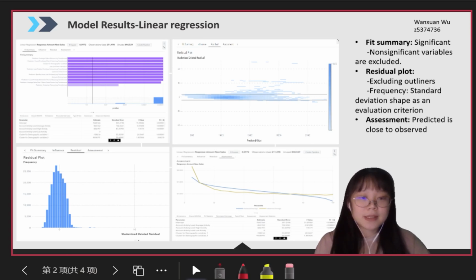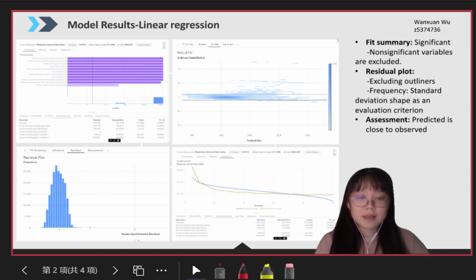By looking at the fit summary, we can see that most variables are significant now, which means the p-value is less than 0.00001. By using a residual plot, some obvious outliers are excluded, so now there are no extreme outliers here. It will be better for the model. And we can use the frequency tool to show the residual plot.